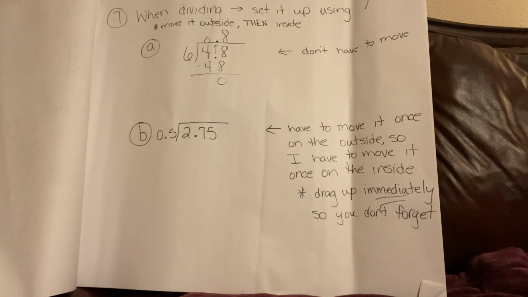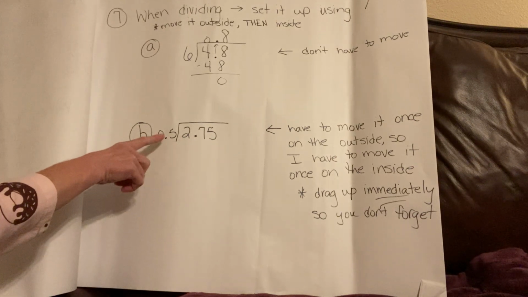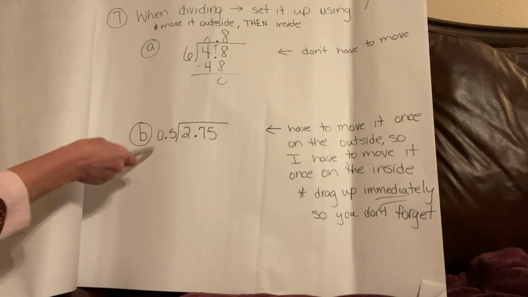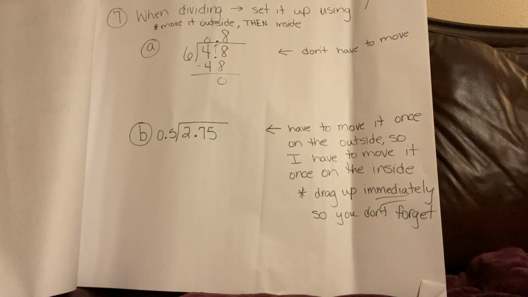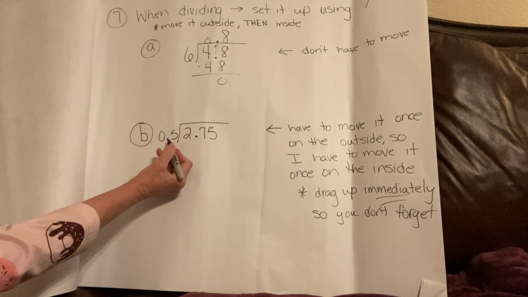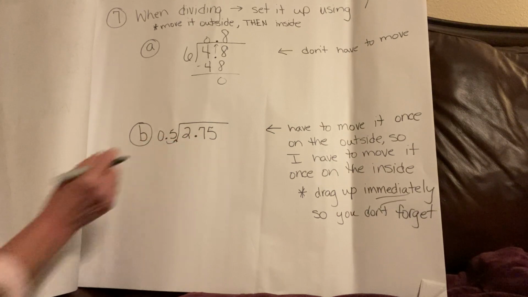Now, first thing you're going to do on B is set it up using a house. So they gave us 2.75 divided by 0.5. If your divisor, the one outside the door, has a decimal in it, we're more used to dividing with whole numbers. So what we do to make it easier on ourselves is we look to make this a whole number. I would need to move the decimal right here, correct?